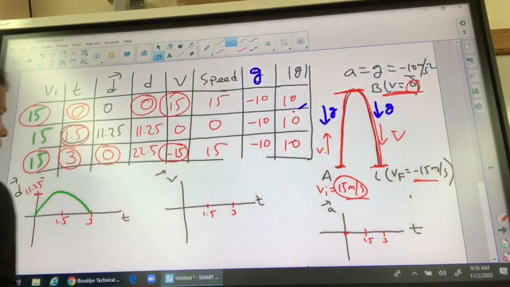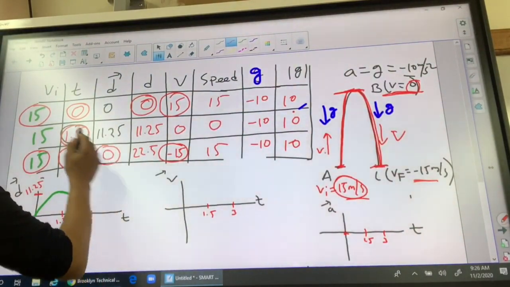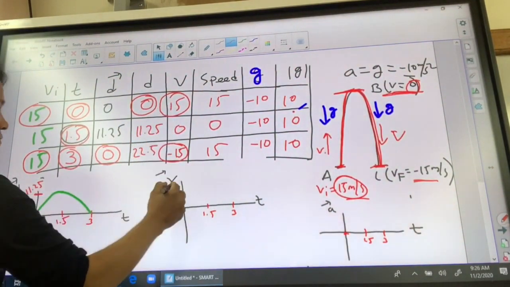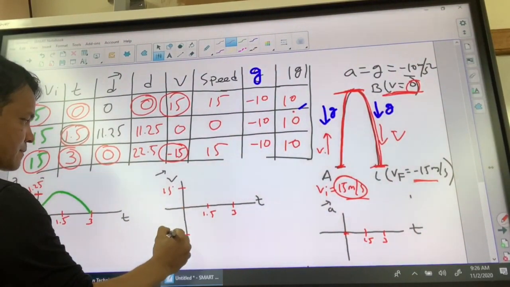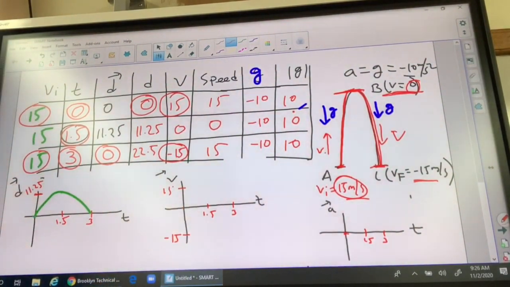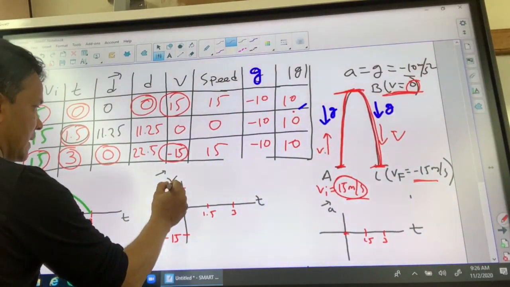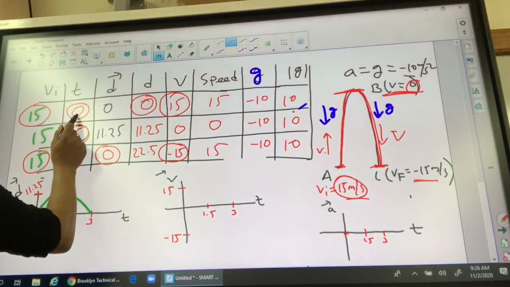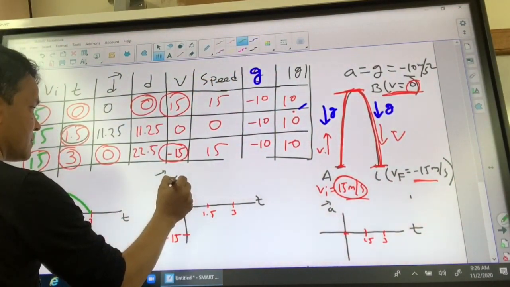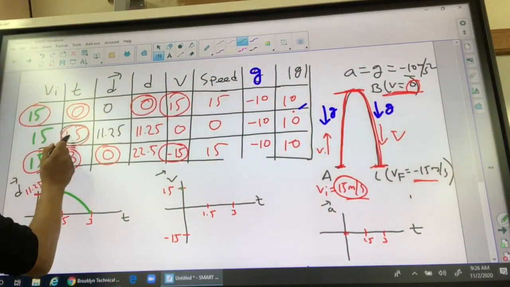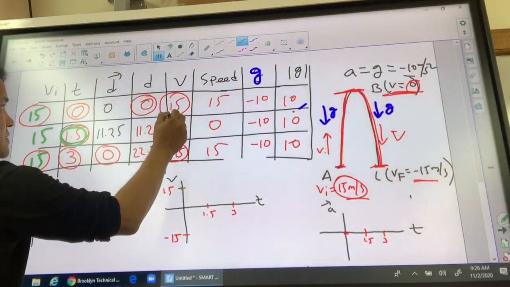All right. So let's see. What is the velocity? Initial velocity is 15. What is the final velocity? It is negative 15. Okay. All right. So at 0 seconds, the velocity is 15. Velocity 15. At 1.5 seconds, the velocity is 0.